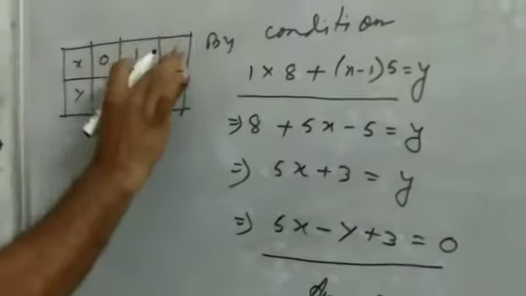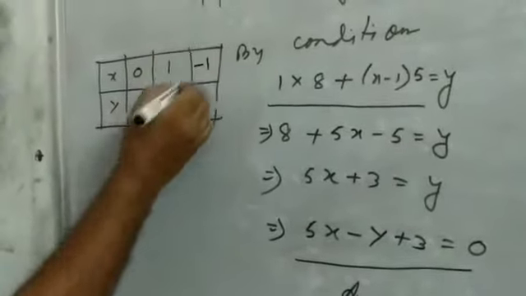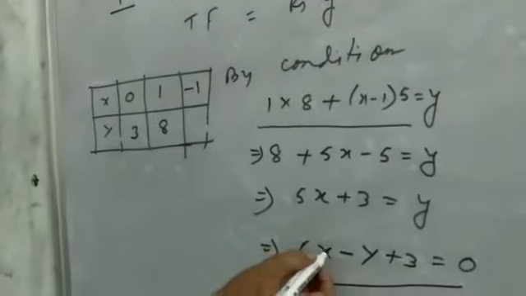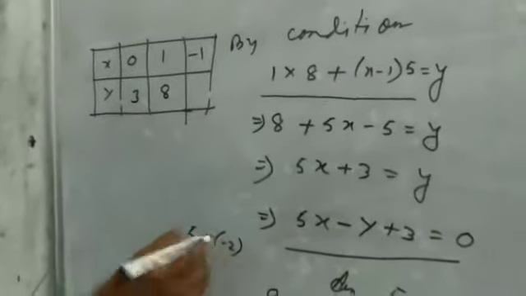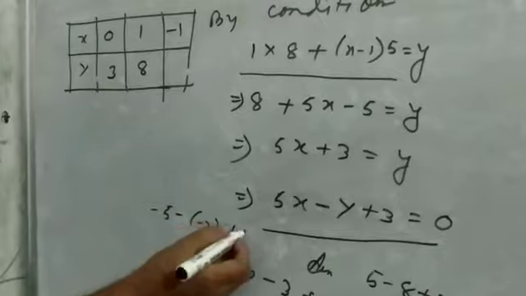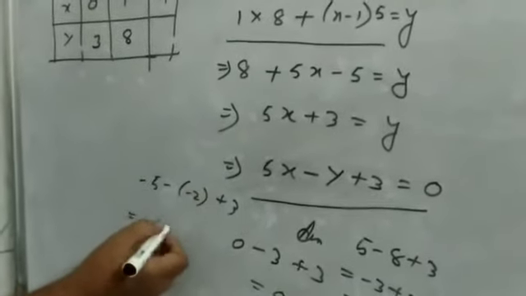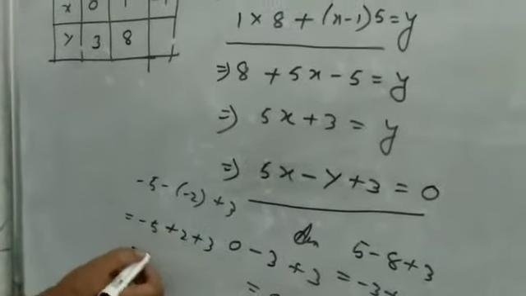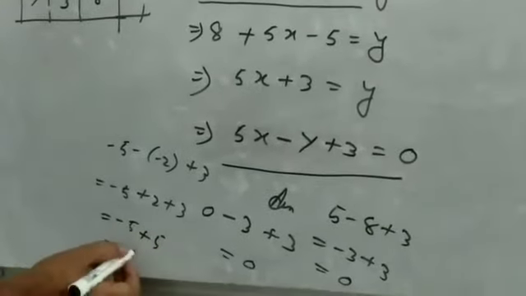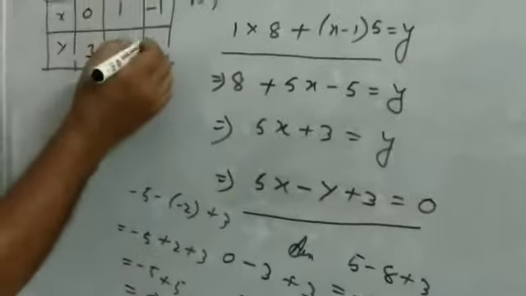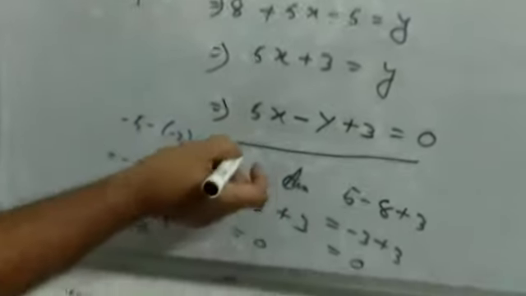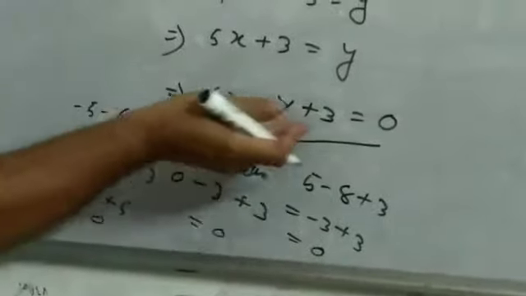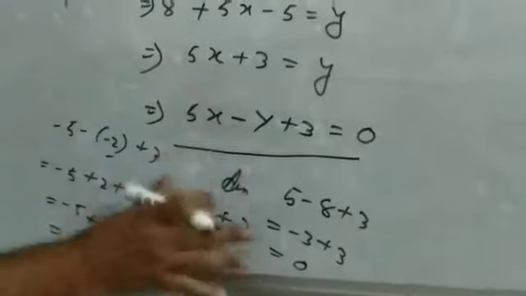Now suppose x is minus 1. If x is minus 1 into minus 5, then if y suppose is minus 2, here y minus 2 plus 3. See, minus 5 plus 2 plus 3, so minus 5 plus 5 is equal to 0. So if we take x is minus 1, then y value is minus 2. Sometimes it is not easy to get the solution, but we have to find the solution.